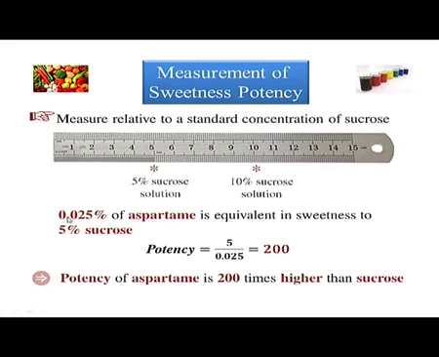For example, let us say 0.025% of aspartame is equivalent in sweetness to 5% sucrose. Okay, they feel the sweetness which you get by having 5% sucrose is equal to aspartame at a concentration of 0.025%. In this case, the potency of aspartame is 5 upon 0.025, which turns out to be 200, which means the potency of aspartame is 200 times more than sucrose. So, isn't it interesting, right? More interesting things are coming just now.